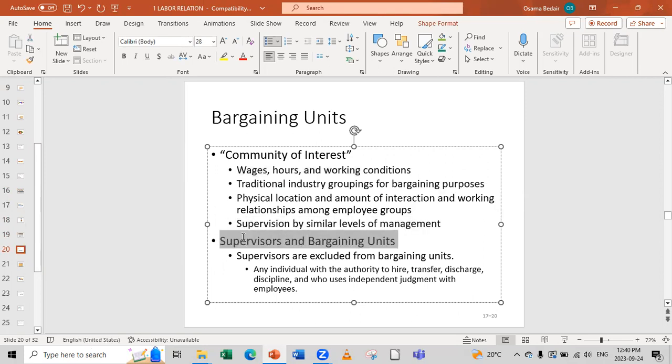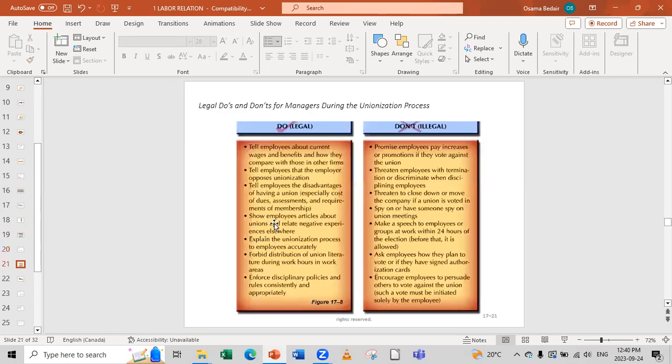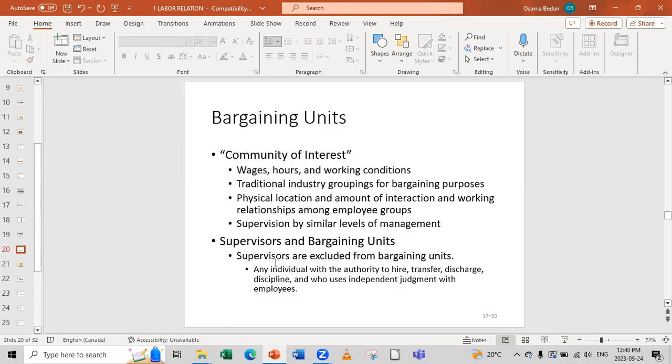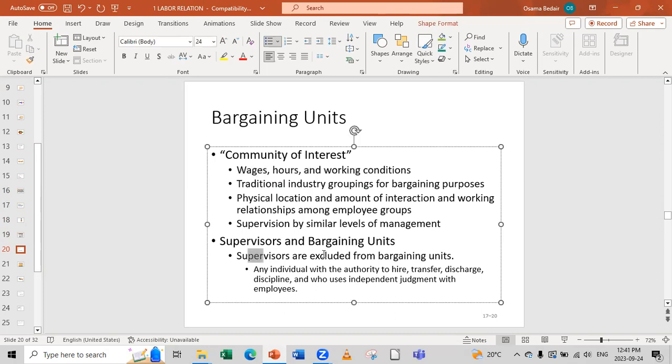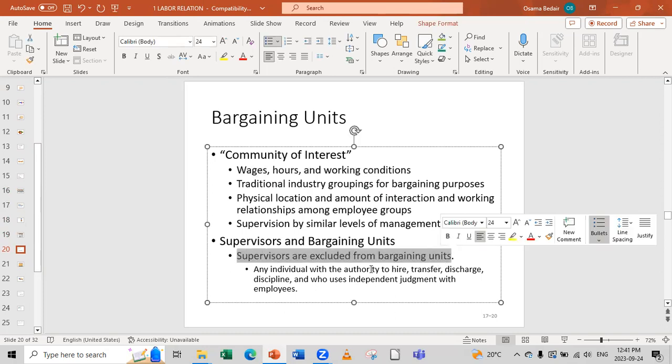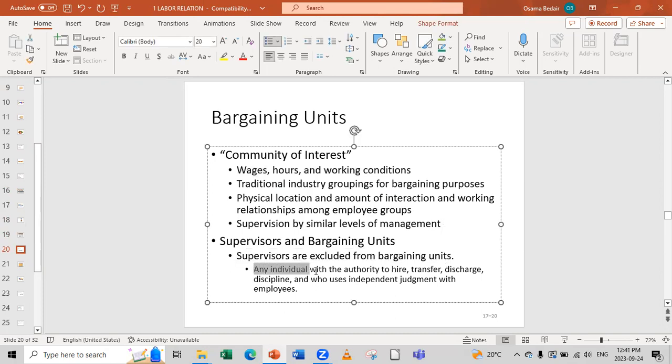Supervisors are excluded from bargaining units. Any individual with the authority to hire, transfer, discharge, or discipline, and who uses independent judgment with employees, is a supervisor. A supervisor can hire people and can dismiss them. We call them supervisors.